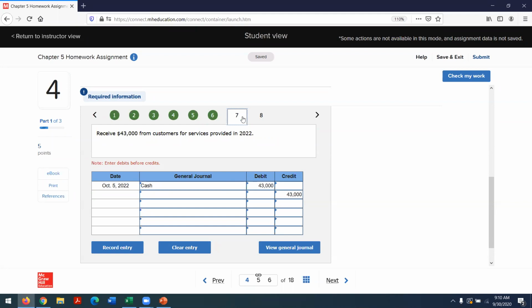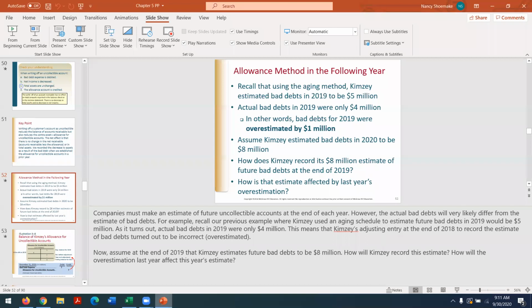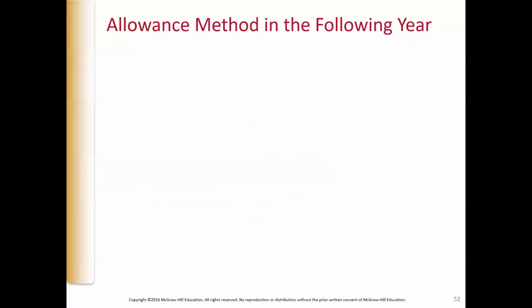I'm kind of getting ahead of myself, but we'll just do this one. Then we received $43,000 from customers provided in 22. We took that. And then it tells us in 2022, we're going to estimate that 30% of the uncollected accounts will not be received. So this is where we're now going to go back to the slide.